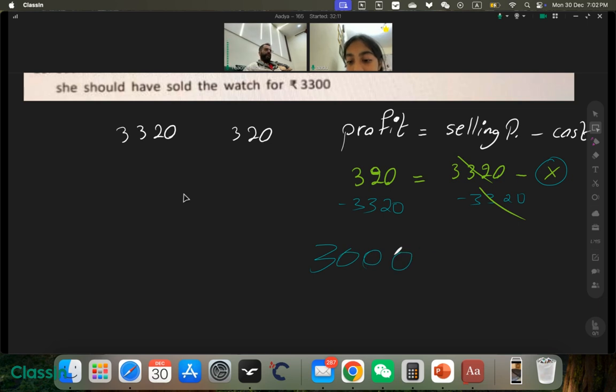The same method hasn't changed. We've been doing it for 6 months. It didn't change. This is minus 3,320 minus 3,320. Adya, please focus. This is plus minus.